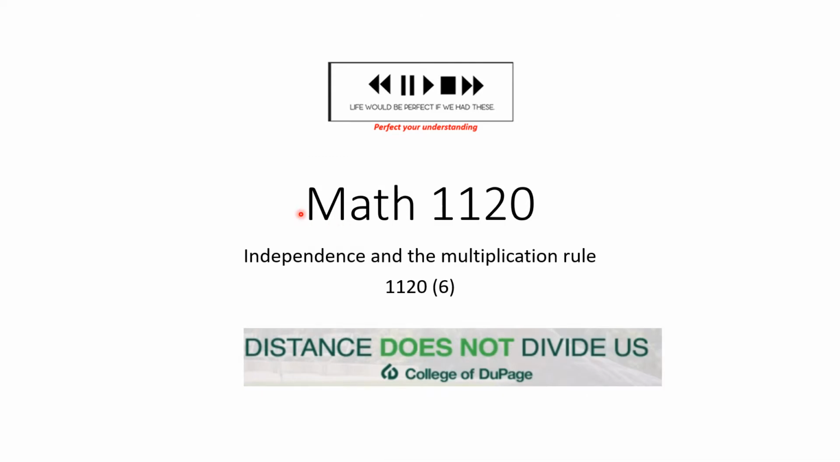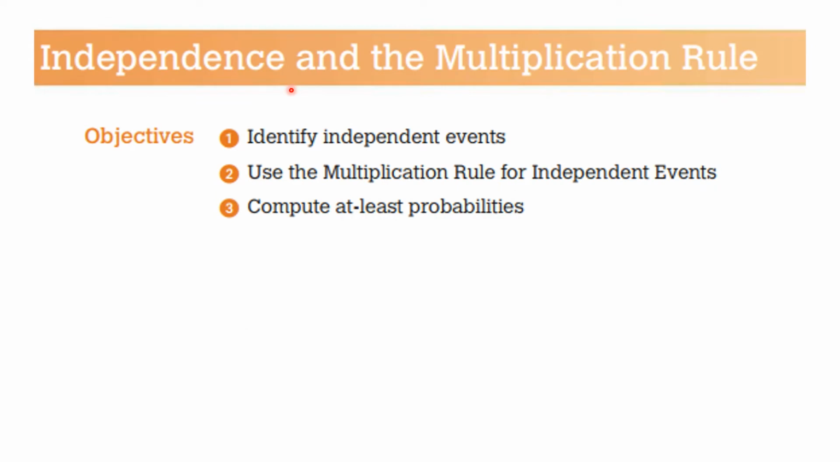This is Math 1120 coming to you from the College of DuPage, and the title of this lecture is Independence and the Multiplication Rule. As always, I encourage you to be active learners as you watch these videos. So the topic is independence and the multiplication rule, and your objectives are to be able to identify independent events, to use the multiplication rule appropriately for independent events, and to compute at least probabilities.